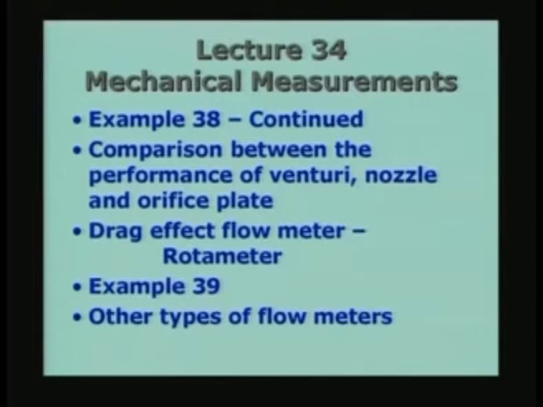That was example 38, and we will continue with that because we were not able to complete that example in the last lecture. We will also be comparing, for the same set of flow conditions, the performance of the venturi, which of course is a part of example 38. How does it compare with the case of a nozzle, and how does it compare with an orifice plate if the venturi is replaced by either a nozzle or an orifice plate?